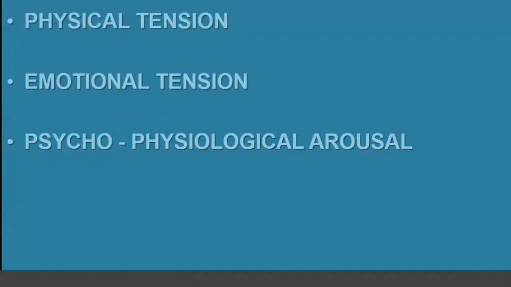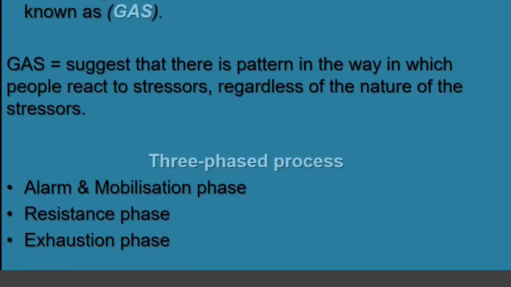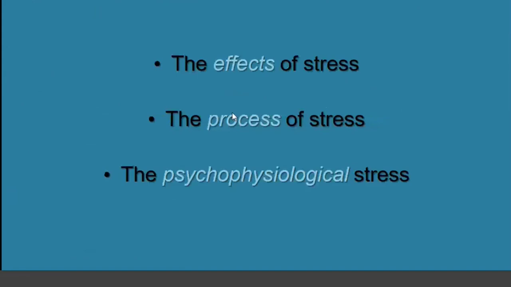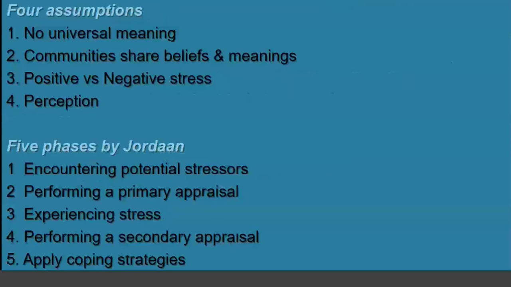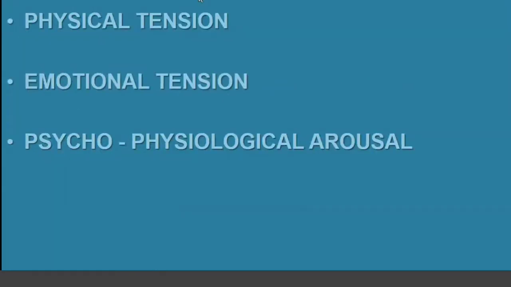Lastly, what? The psychophysiological effects. Remember, effect of stress, processes of stress, psychophysiological is the last slide. We have psycho and physiological stress. It's divided into 3. We have what? Physical tension. Physical tension is what actually happens to your body when experiencing stress, whether internally or externally. We did say internal, what happens to your body when you experience something that is shocking.